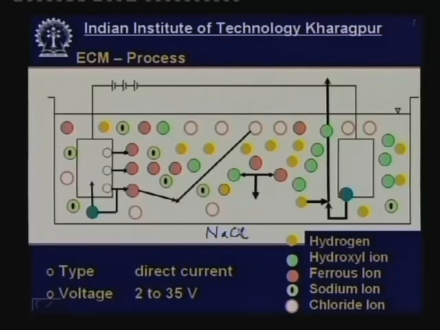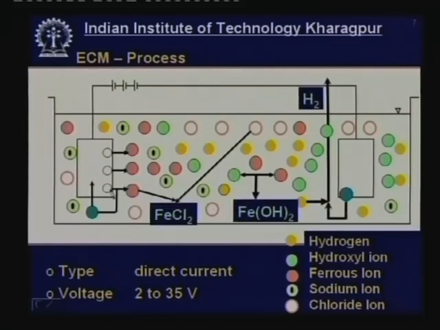What happens? Because it is an aqueous solution, in this particular electrolyte you would have chlorine ions, and similarly you would have sodium ions. You would also have hydroxyl ions because water will dissociate, and once the cell is switched on, once current is passing through it, ferrous ions from the workpiece will react with chlorine ions as indicated here to form ferrous chloride, and they can also react with hydroxyl ions to form ferrous hydroxide.